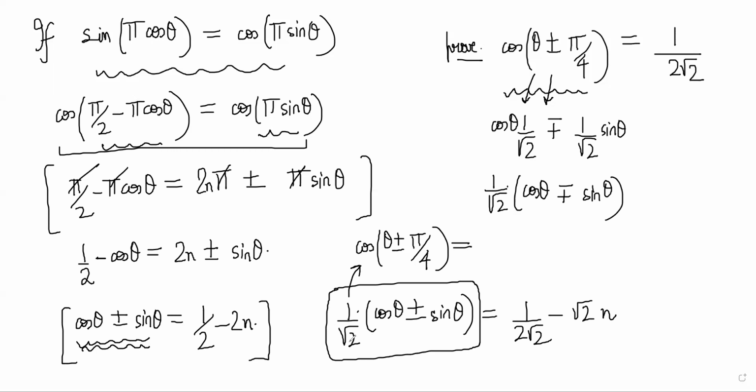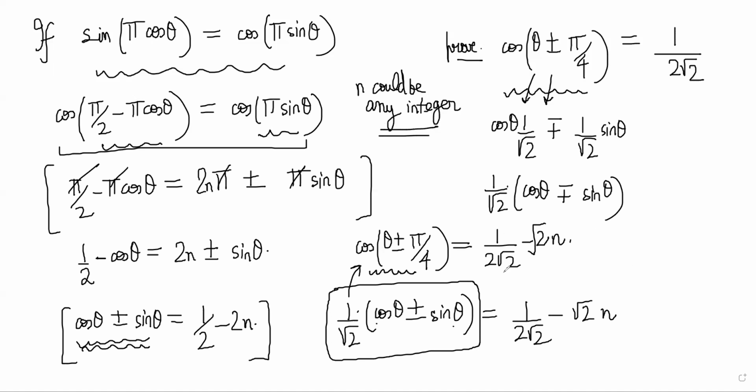Take the 1 by root 2 inside and write it as cos pi by 4 and sin pi by 4. Obviously, this is going to become these. We're getting it is equal to 1 by 2 root 2 minus root 2n, right? Now what we have to think about is, when we wrote the general solution, n could be any integer, right? So what are the integers that are possible here? That is what we have to think here.